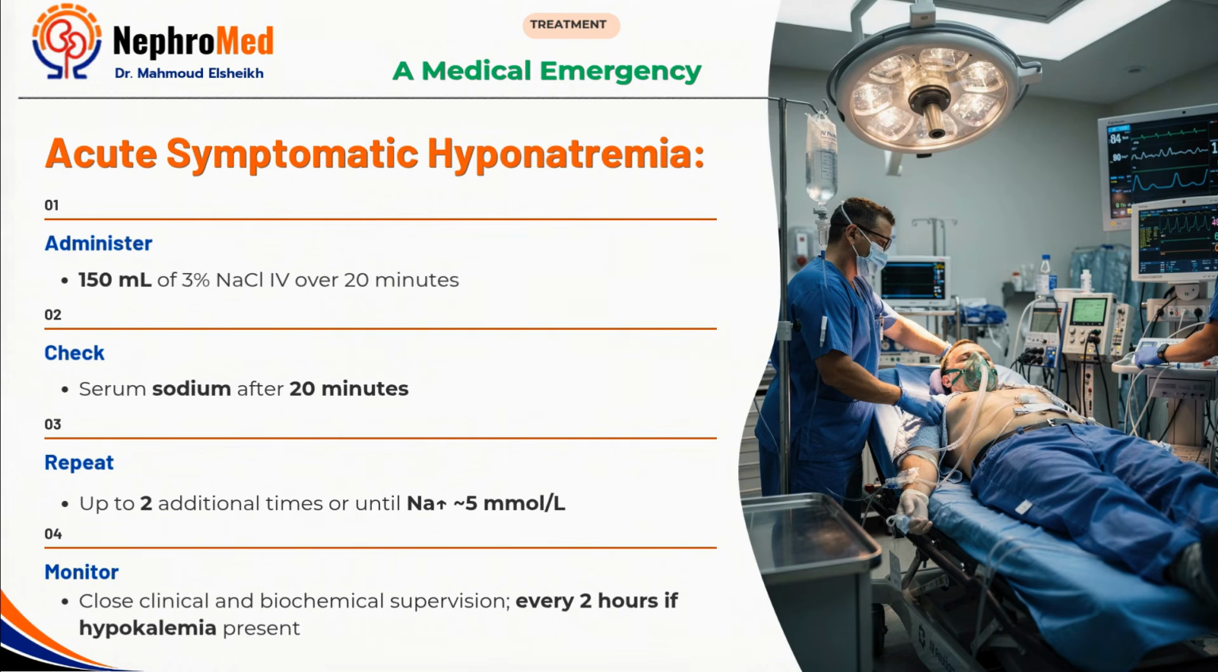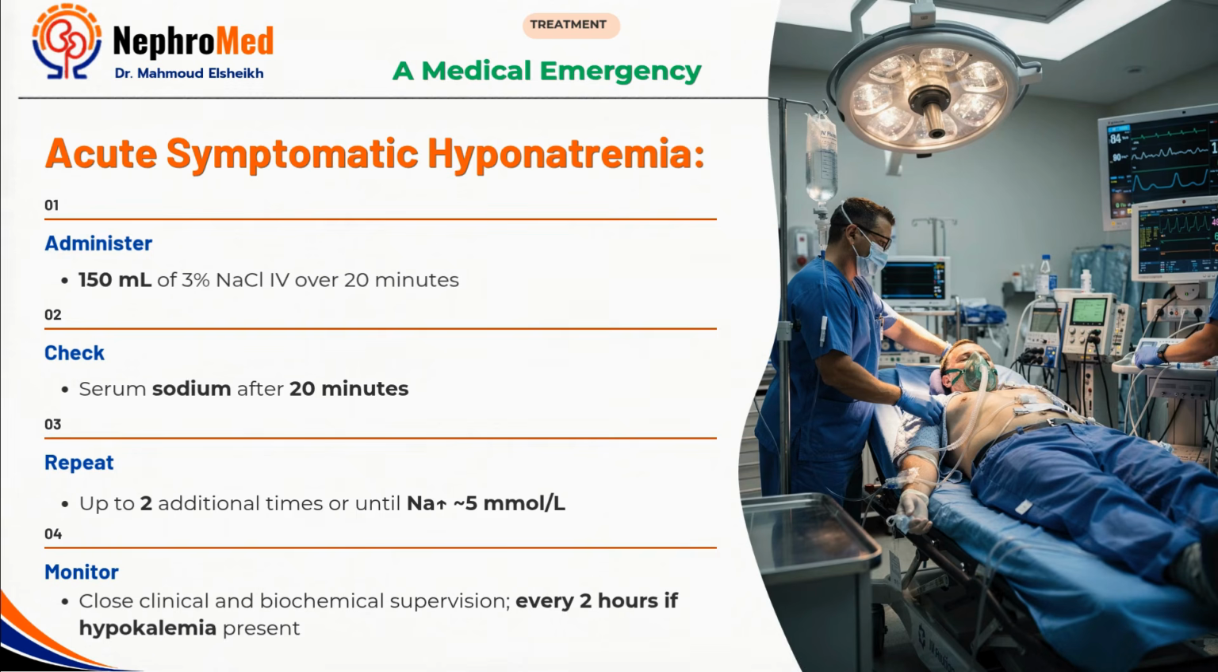Current guidelines recommend giving 150 milliliters of 3% hypertonic saline over about 20 minutes. After that, serum sodium should be reassessed. And if severe symptoms persist, the bolus can be repeated, usually up to 2 additional times, aiming for an initial rise of roughly 4 to 6 millimoles per liter. That early correction is often enough to significantly reduce intracranial pressure and stabilize neurological symptoms.